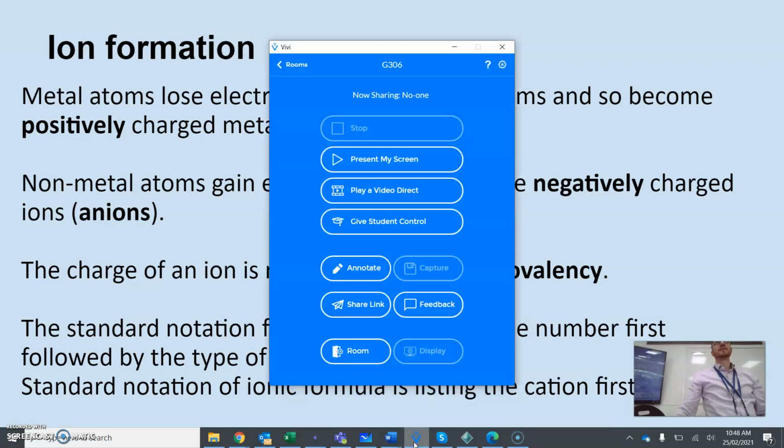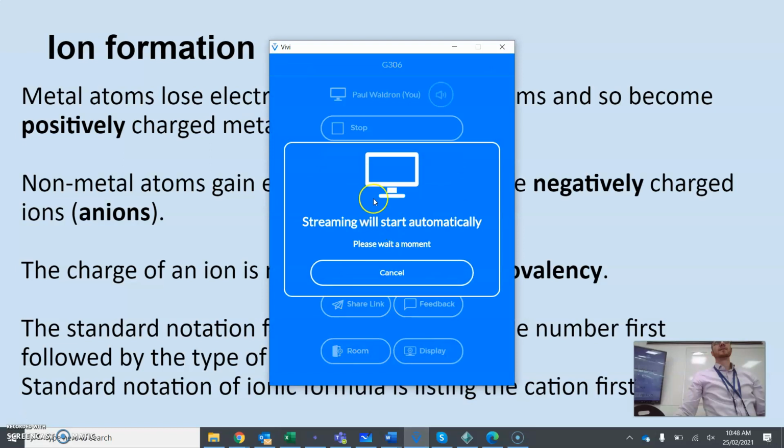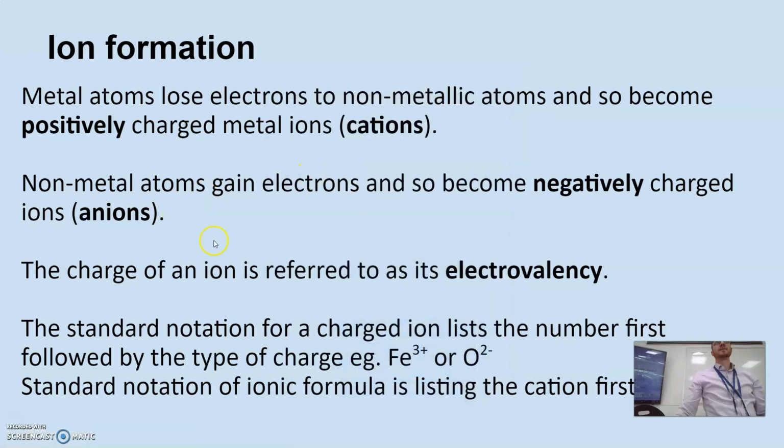Metal atoms become positively charged ions, non-metal atoms become negatively charged ions, or anions. So cation, cats are positive. Positive. Yeah? No? Really lost on you. Cats have paws. Cations are positive.